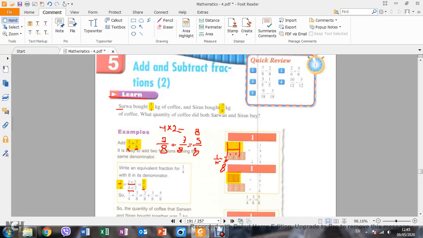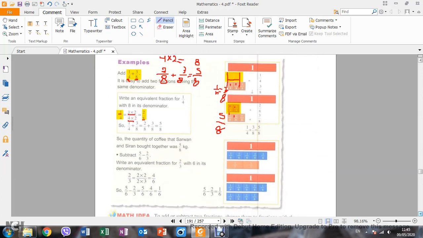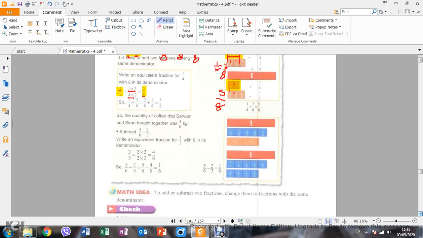Now we add all of them. Look, this 1/8, 2/8, 3/8, 4/8, 5/8. So our answer is 5/8 directly. Okay, we can use these models too for subtracting, the same, okay? So the quantity of coffee that Sarwan and Sirwan bought together was 5/8 kilograms.